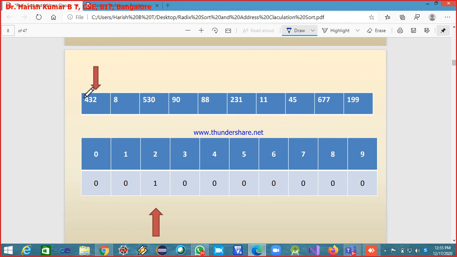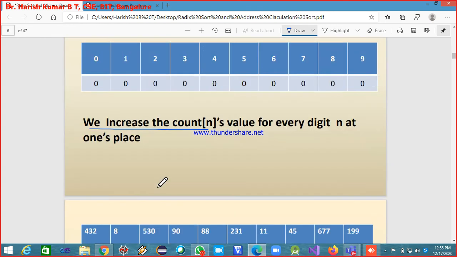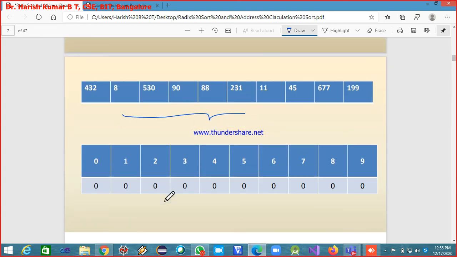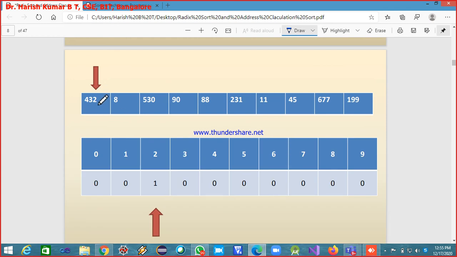Yes, sir. Since I have one number which I have scanned right now from my unsorted array, and the digit at ones place of this number is 2, I just need to access the array which I have built. Initial value was 0, and since I have found one number having 2 as the digit in the ones place, I increment the count. Now it is 1 right now.